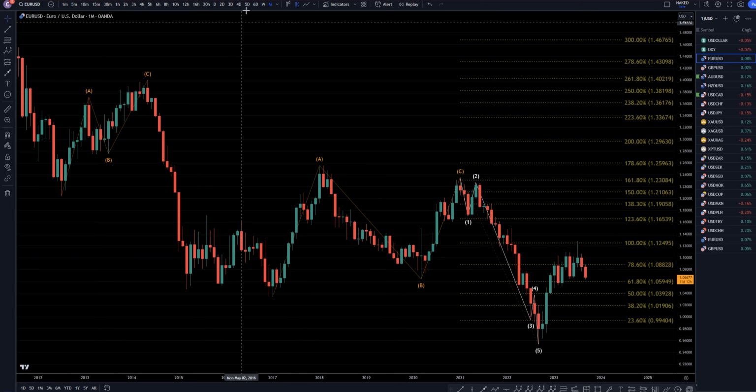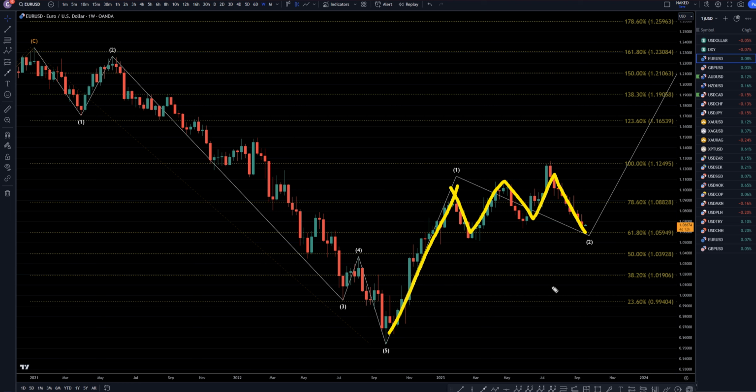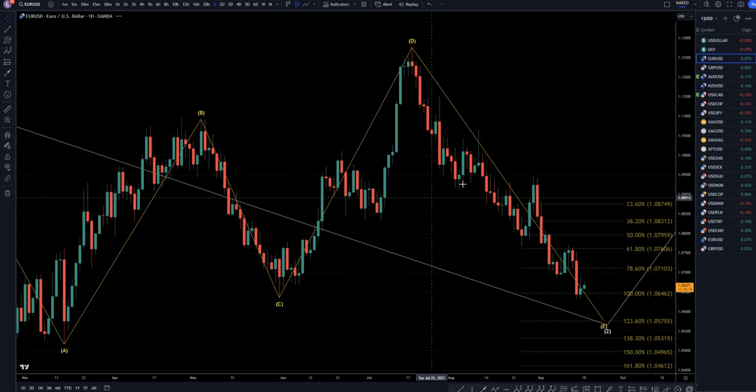So let's head down to the weekly time frame. On the weekly time frame, especially because of my US dollar analysis, I think this right here is a wave 1. I think this is an A, B, C, D, E of wave 2. I think eventually it's going to go up and make a wave 3, a wave 4, and a wave 5 to complete that pattern like I was showing on the monthly time frame. So let's take it right down to the daily time frame.